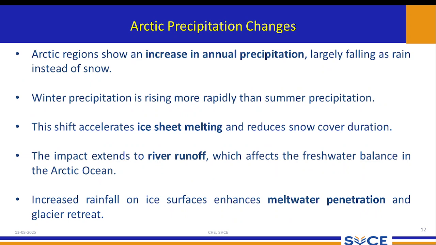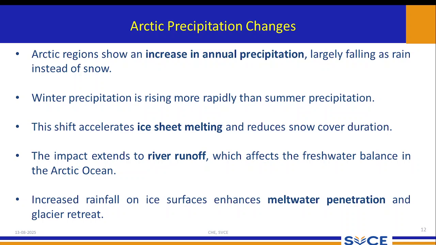Arctic precipitation changes. The Arctic is located at the top of the planet. The Arctic region shows an increase in annual precipitation, largely falling as rain instead of snow. Winter precipitation is rising more rapidly than summer precipitation. That means during winter there is actually more snowfall.